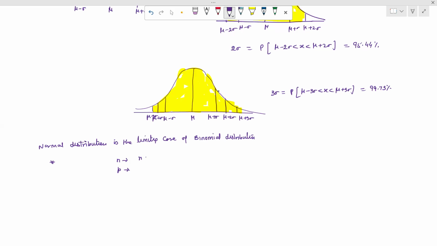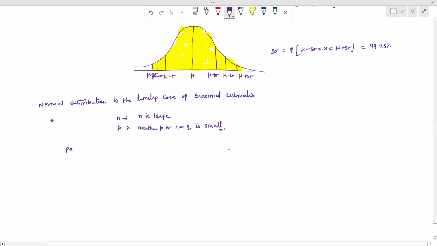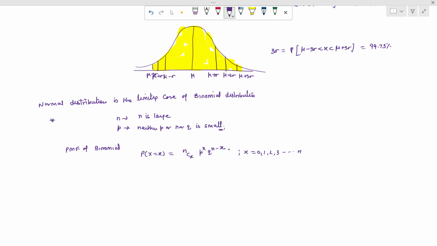So n is large, and neither p nor q is small. Depending upon this, the probability mass function of the binomial we write as P of X equal to x successes, which is nCx p raised to the power x, q raised to the power n minus x. This has two parameters, and the value of x is 0, 1, 2, 3 and so on up to n. The total number of trials is n.